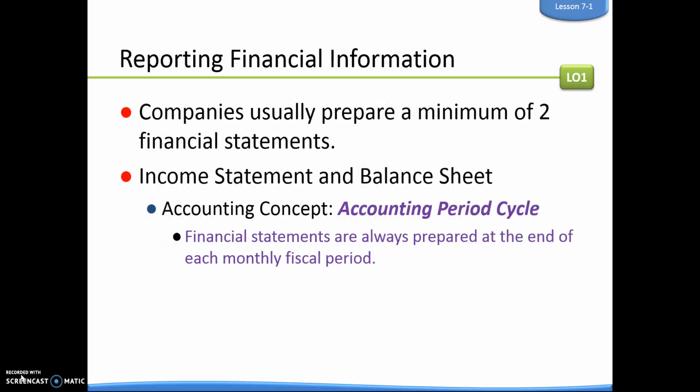Companies usually prepare a minimum of 2 financial statements each accounting period. One is an income statement, and the second one is the balance sheet. Again, this follows the accounting concept of the accounting period cycle, where financial statements are always prepared at the end of each monthly fiscal period. We've talked about that already, that we do that at the end of every period, as well as at the end of every fiscal year.